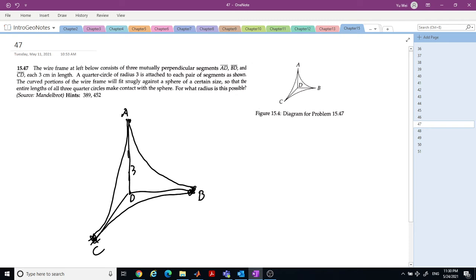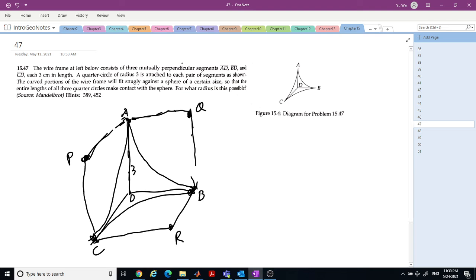So a quarter circle with a radius of 3 centimeters is attached to each pair of the segment. Okay, so that means the center is here, right? The center for this one is here. The center for this one is here. Okay, this is the PQR.